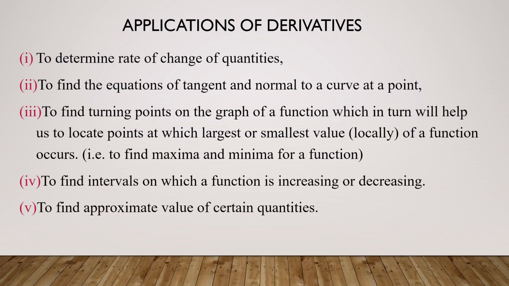There are many fields in which derivatives are used. In general, they are used to determine the rate of change of quantities, especially in physics, to find the equation of tangents and normal, to find the turning points on the graph of a function, which we will see in this video, which will help us to locate points at which the largest or the smallest value is there, to find intervals on which a function is increasing or decreasing, and to find the approximate values of certain quantities.